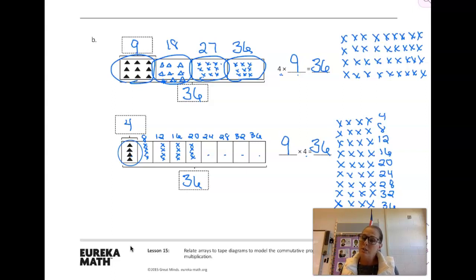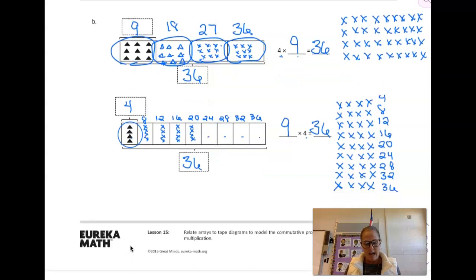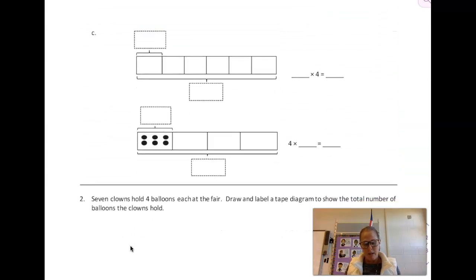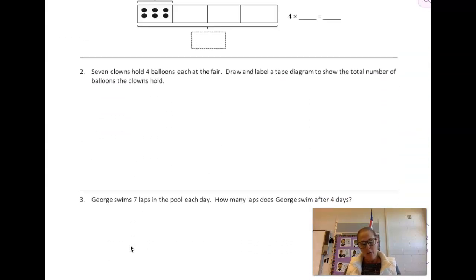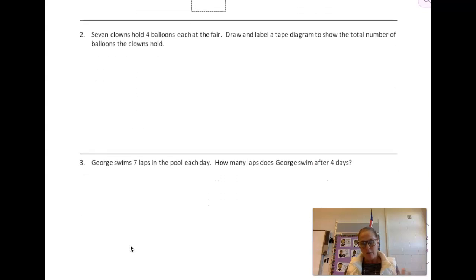And this is why it's also very important to do all of Mr. Bushnell's warm-ups that he's doing, because you're going to continue to practice skip counting with him and practice those multiplication facts. All right, let's go down here. You're going to do some practice on your problem set.